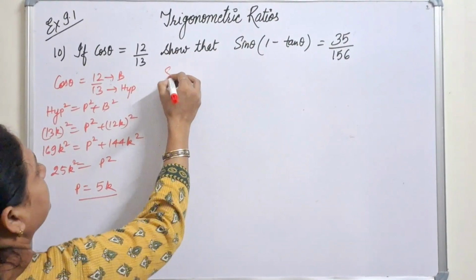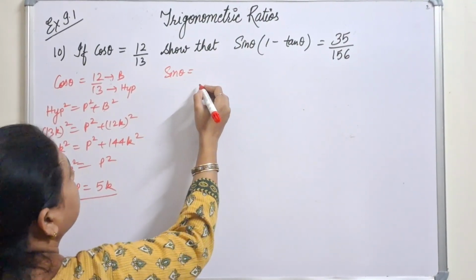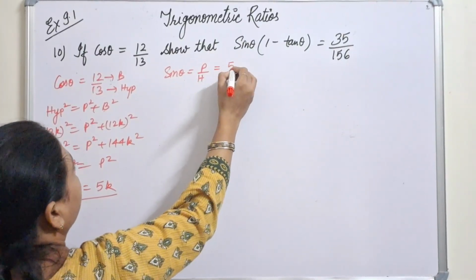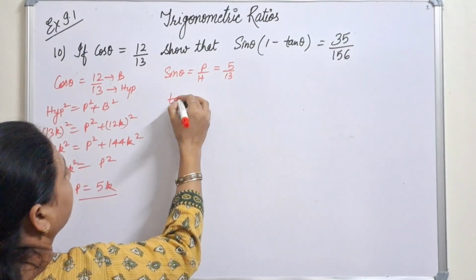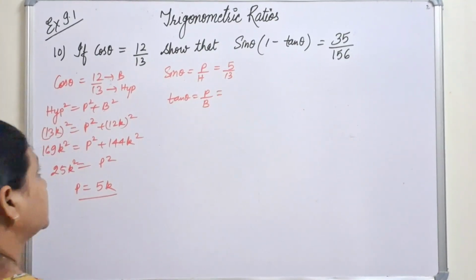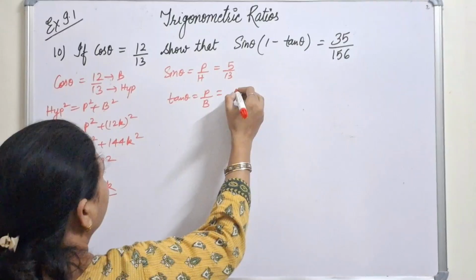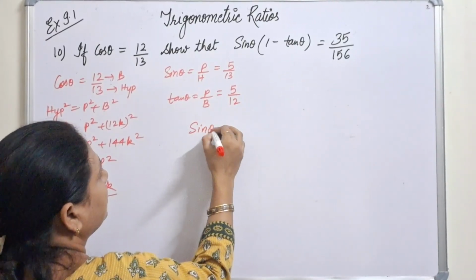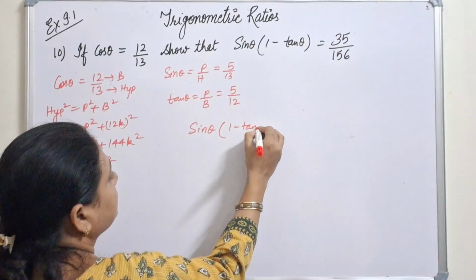Now we require sine theta. Sine theta is perpendicular upon hypotenuse. That will be 5 upon 13. And tan theta is perpendicular upon base. That is 5 upon 12.